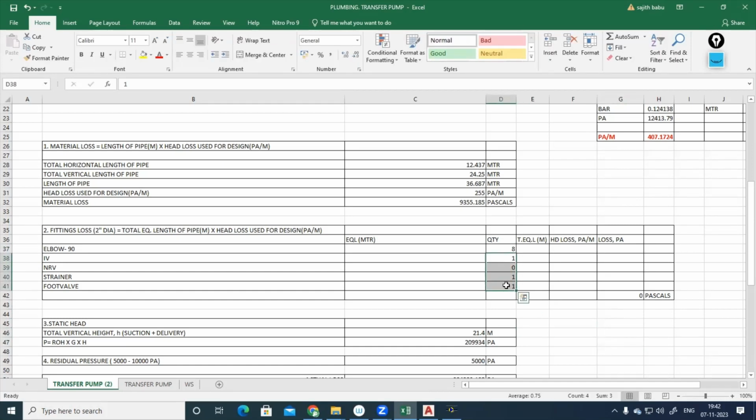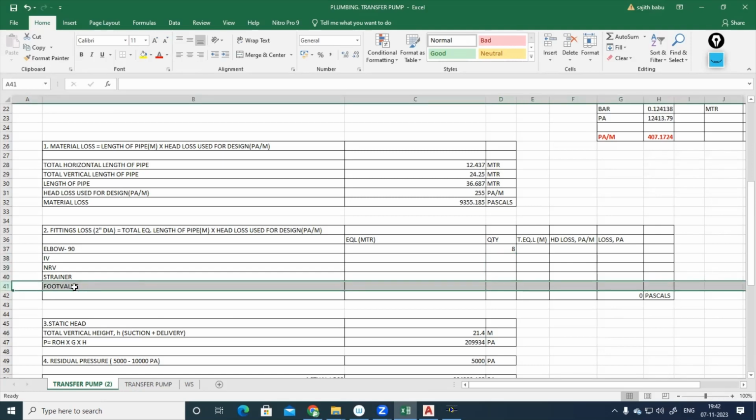The next one, foot valve. Foot valve is an NRV, non-return valve. 1 number in the section.